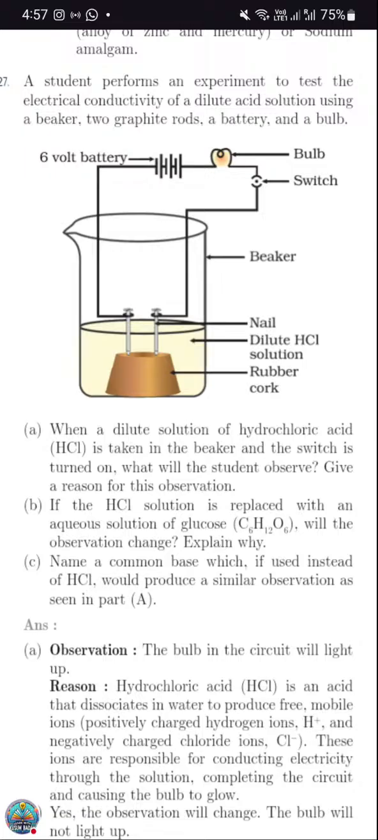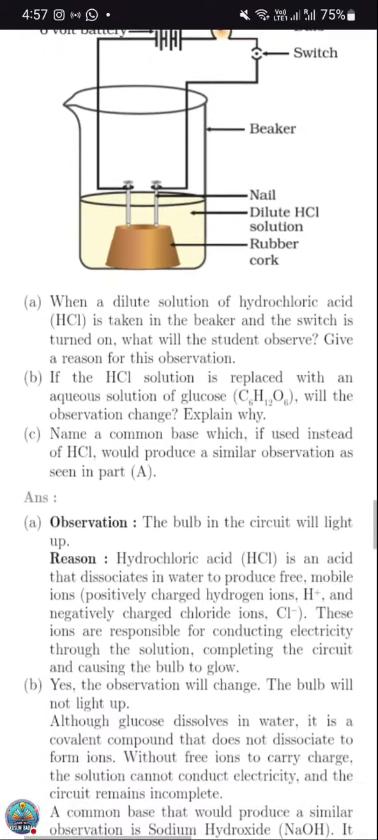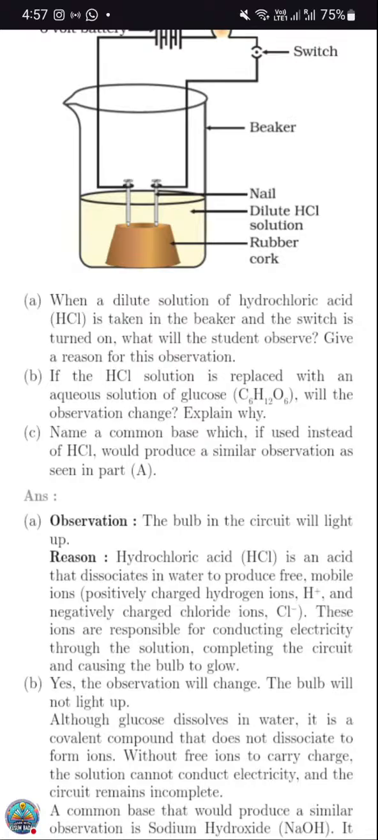So here, why is the dilute acid taken? For any experiment, we use dilute acids, and the water content will be more, where the electrolysis can be done easily. Next, the second question: HCl solution is replaced with an aqueous solution of glucose. If we take glucose solution, no conduction will take place, and the bulb will not glow because it does not have any free ions. And name the common base which is used instead of HCl. Instead of HCl, what else can we use? We can use sodium carbonate, NaCl.